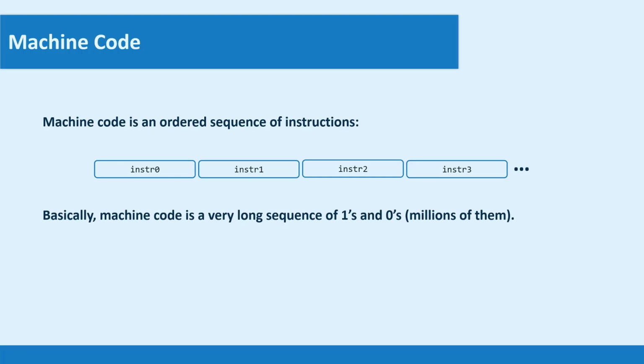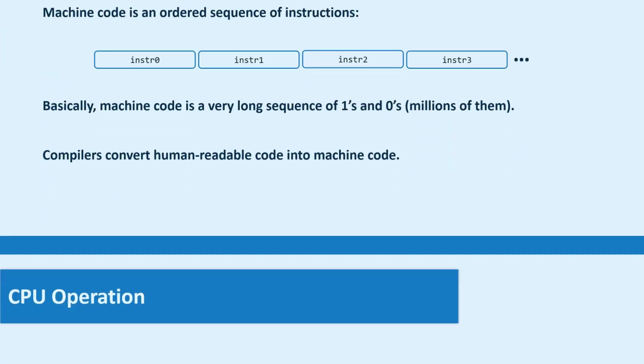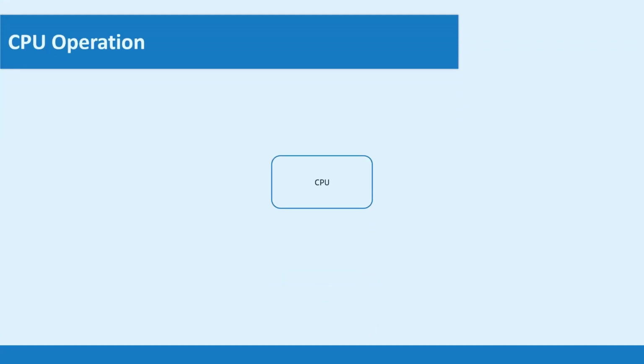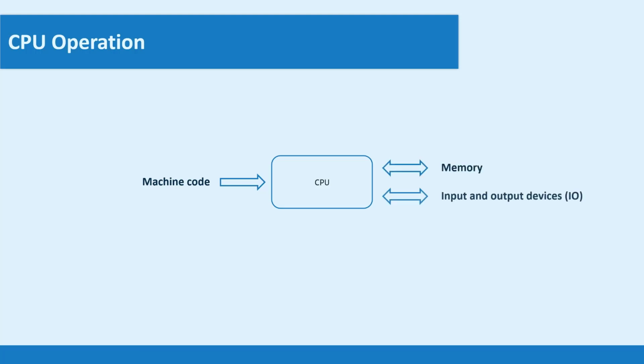What we usually do, we write code in some higher level language, and then we use compilers that convert human readable code into machine code. So, at a very high level, CPU is a box, and we don't know what's going on inside this box, but we know that we feed machine code into that box, and as a result of processing of this machine code, CPU interacts with memory and with input and output devices in a very specific manner.